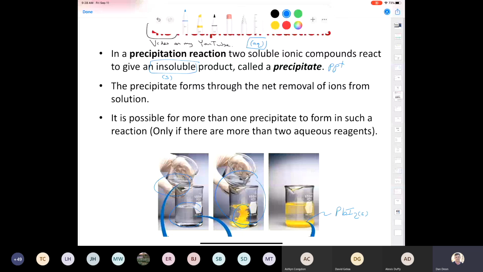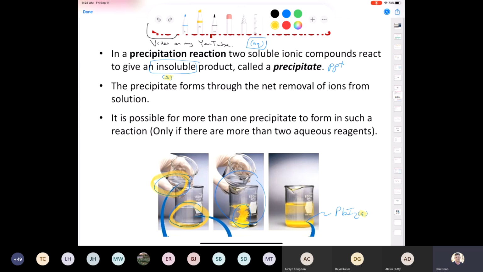So say, for example, you take these two homogeneous, clear, colorless solutions and you mix them, you end up forming this yellow precipitate down here. And I think that precipitate is probably lead 2 iodide because it's a really bright yellow. And we would denote that it's a solid by putting the S in brackets after it like that.